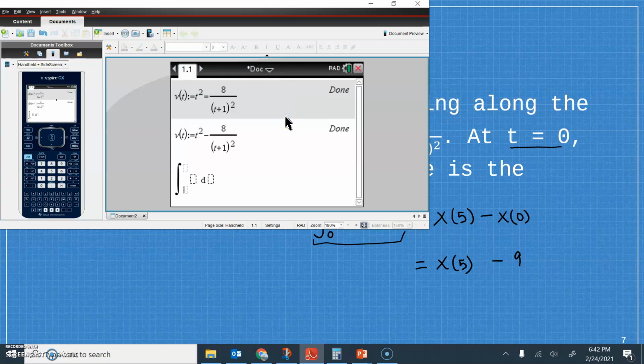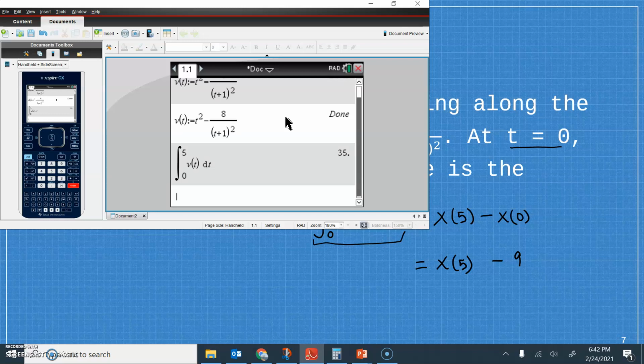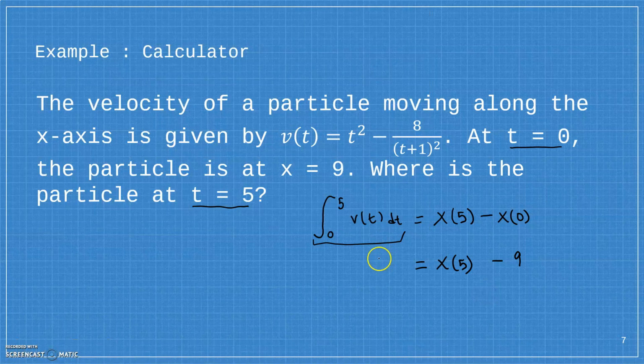Numerical integral. And I'm going to go from 0 to 5 of v of t dt. And it's 35, which means that the displacement was 35. And so since our starting position was 9, that means that our ending position was 44.